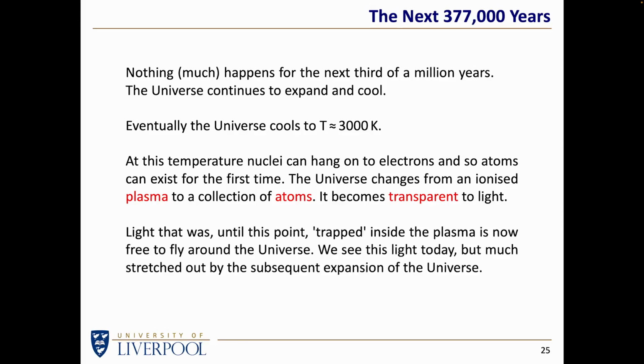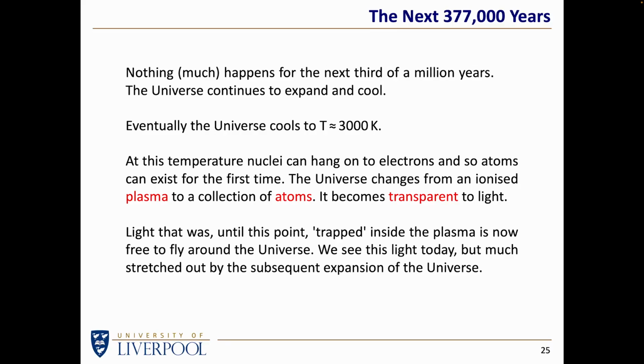So up to this point, light has been bouncing around like a ball in a pinball machine, and it found it impossible to escape the plasma. But as soon as the universe becomes transparent, because positive and negative charge can get together to form atoms, that light that was trapped in the plasma is now released to fly across the universe. And that is the light that we see as an afterglow of the Big Bang.